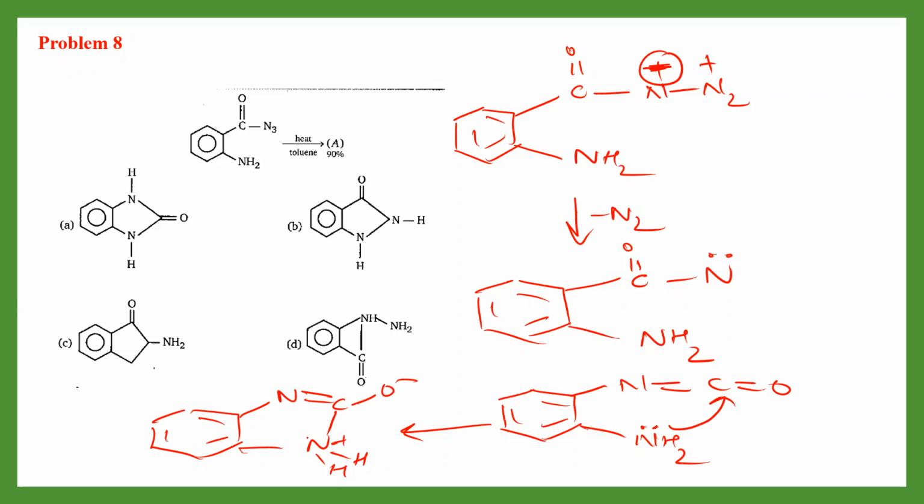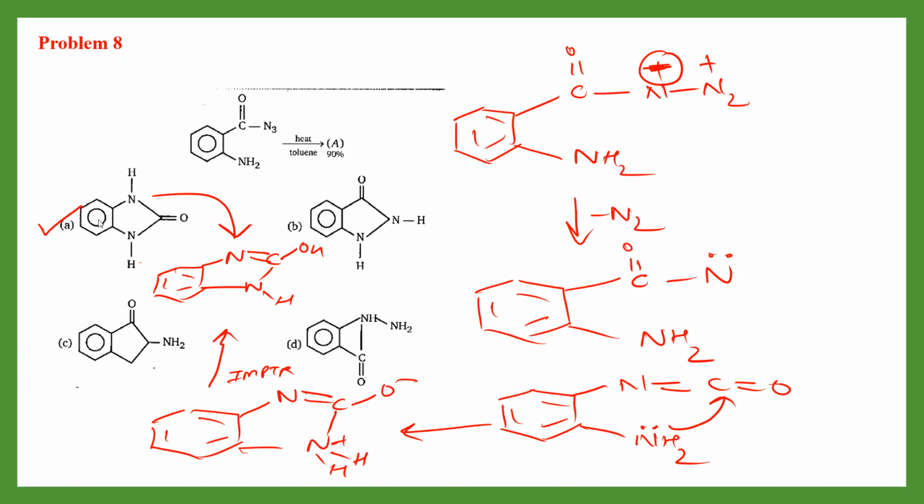Now intramolecular proton transfer will take place. Intramolecular proton transfer. Other students, I'm going fast, you can tell me and I will slow down. It will form OH, NH, and at last tautomerism will take place. And which option will you get? Option number A. Correct or not? Yes, ma'am. So option number A is correct.